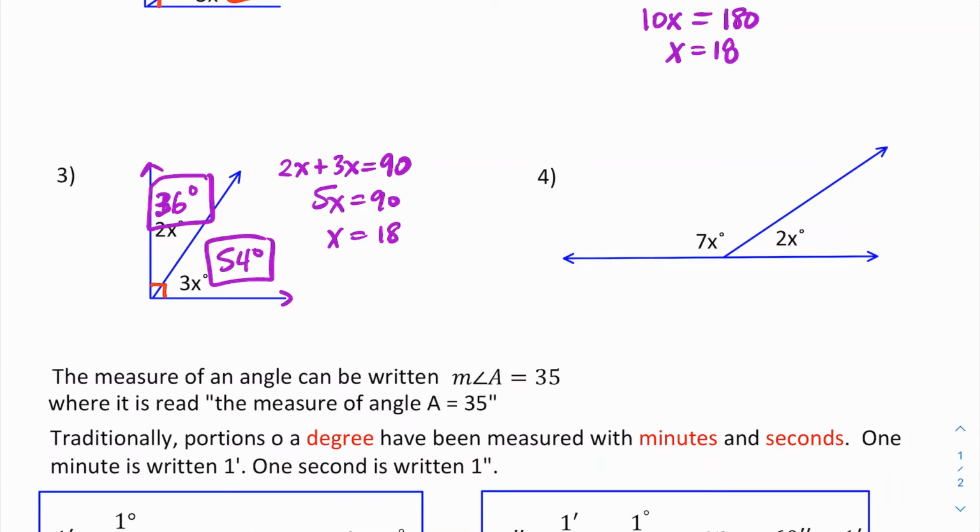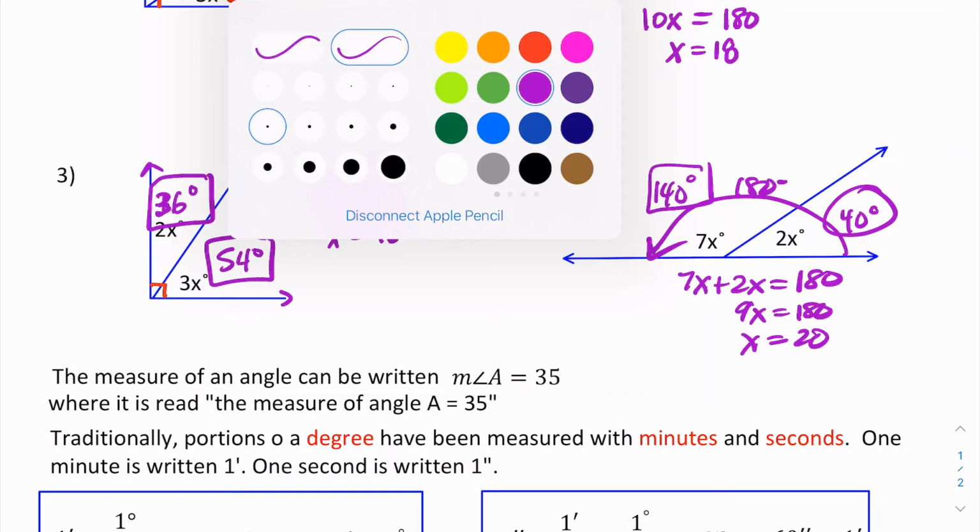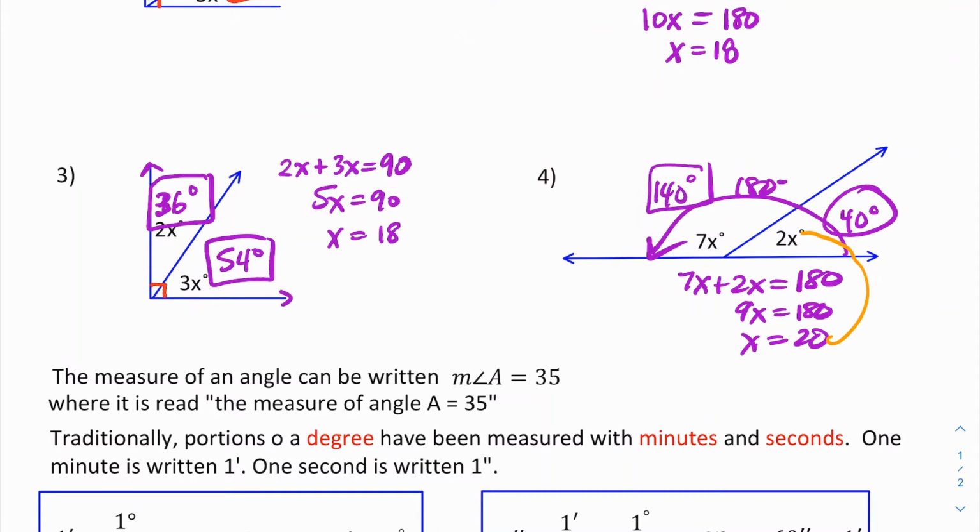And number 4, 7x plus 2x is equal to 180 this time because that's 180 degrees. 9x is equal to 180, so x is equal to 20. So this is 40 degrees, and this is 140 degrees when you plug x back in.